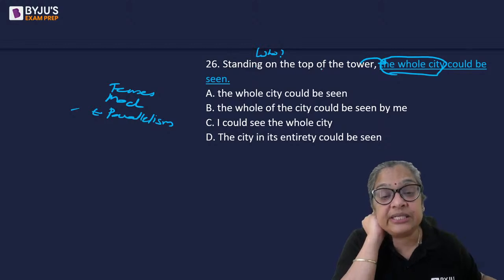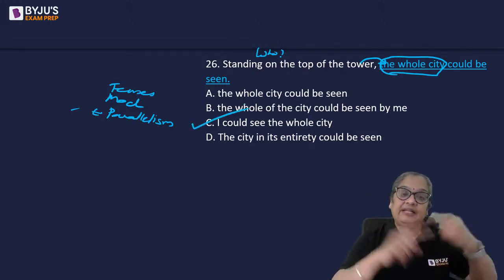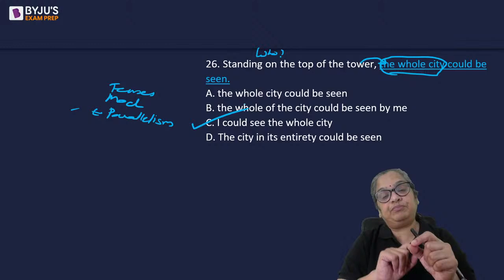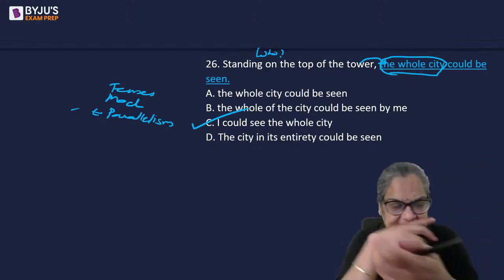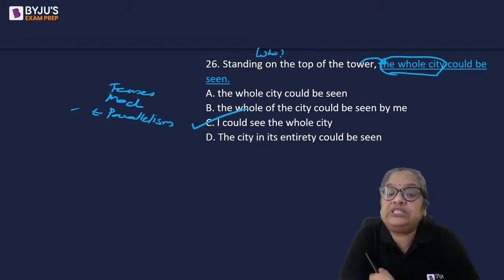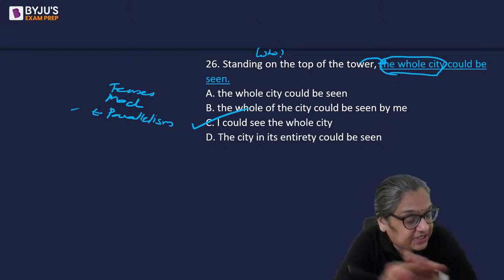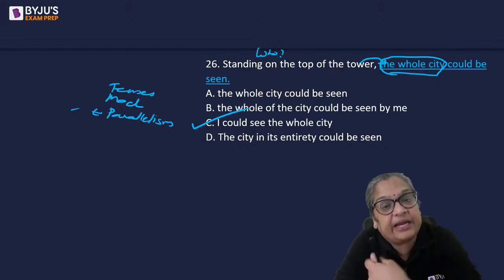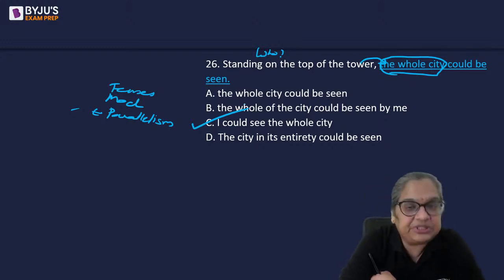So how do you change it? Keep the portion that's not underlined. Start the second clause with the subject who was standing on the top of the tower. I or he or she, doesn't matter. In this sense, it's I. I could see the whole city. That's it. Standing on top of the tower, I could see that. If this hadn't been an underlined sentence, the other correct version is, when I was standing on top of the tower, I could see the whole city, or the whole city could be seen by me.